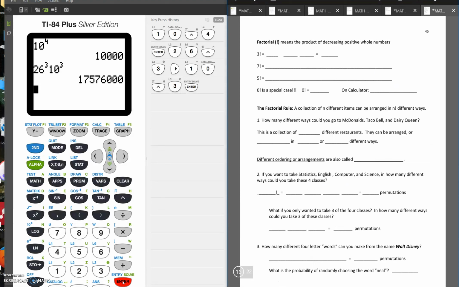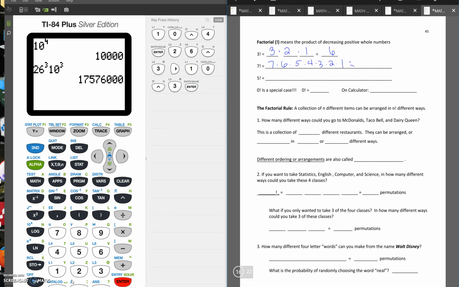Now, another thing we're going to see coming up is what's called a factorial. So a factorial uses an exclamation point, and it's the product of decreasing positive whole numbers. So if we say 3 factorial, we mean 3 times 2 times 1. Which, if you do 3 times 2, that's 6, times 1 is still 6. 7 factorial would be 7 times 6 times 5 times 4 times 3 times 2 times 1.